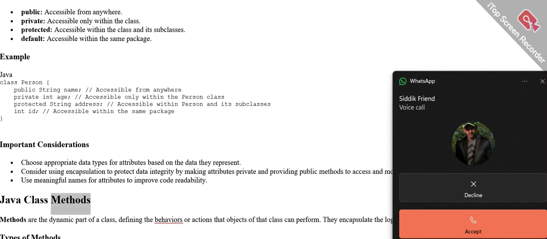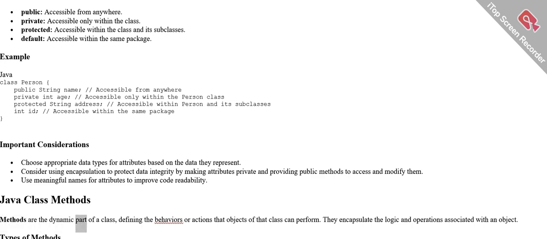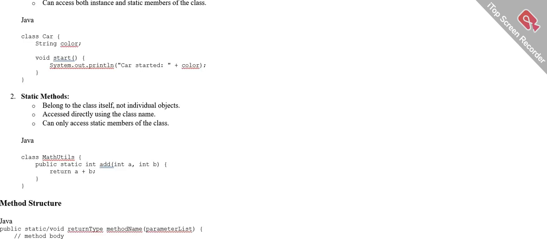Java class methods. Methods are the dynamic part of a class, defining the behaviors or actions that objects of that class can perform. They encapsulate the logic and operations associated with an object. Types of methods. Instance methods belong to individual objects of a class. Accessed through object references. Can access both instance and static members of the class.